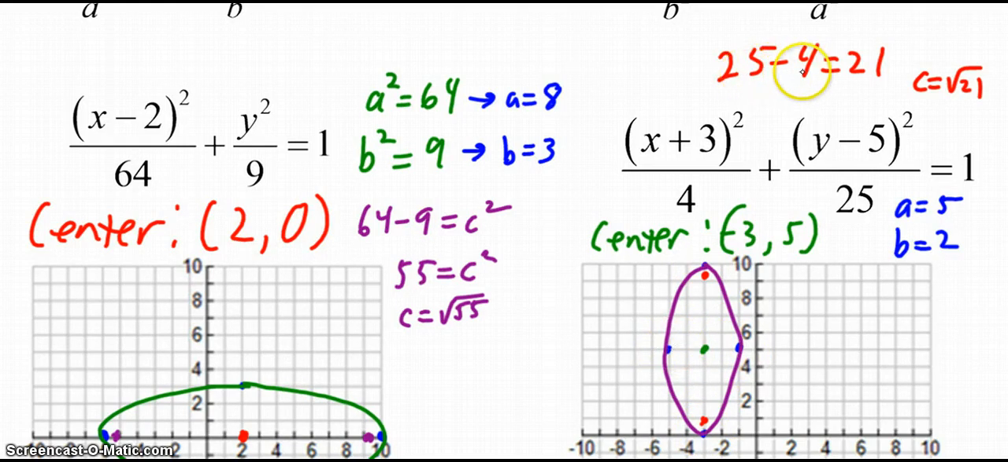A squared is 25, b squared is 4, a squared minus b squared is 21. So the square root of 21 is c. Since the major axis is vertical, the c value is going to go vertically. So from the center, I'm going to go up the square root of 21, and I'm going to go down the square root of 21. So the foci are negative 3, comma 5, plus or minus the square root of 21.